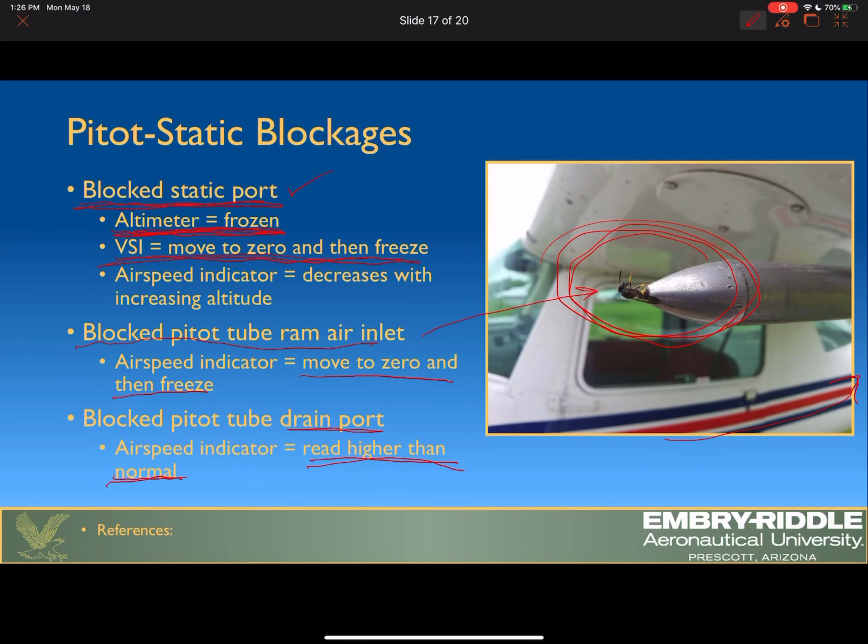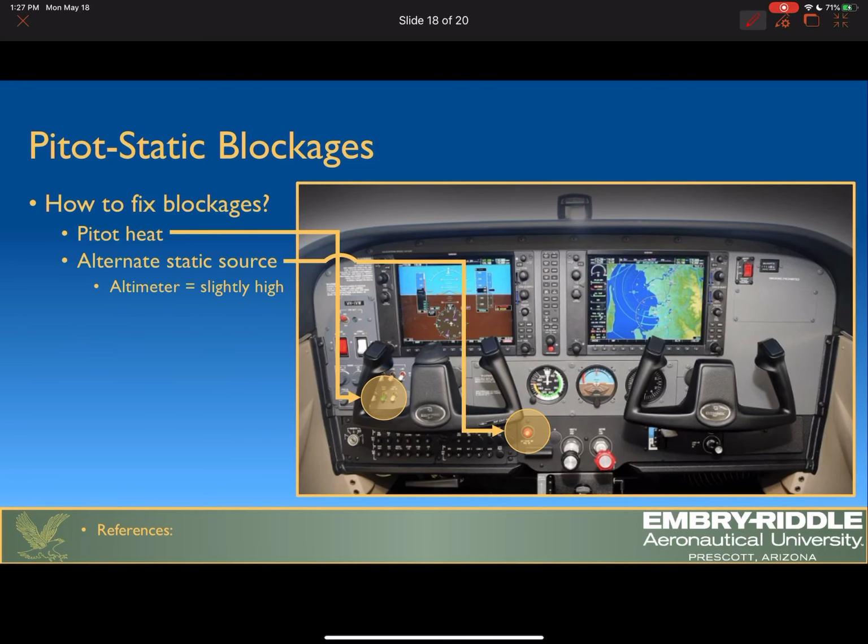It's very important to know these blockages. What happens if these things get blocked? Because again, you are now relying on these systems to fly your aircraft. So if they're blocked, you need to be able to quickly identify what is blocked based on what you are seeing. These different scenarios are what you're going to see in the aircraft, because the sooner you can figure out what is blocked, then you can troubleshoot it. So how do we troubleshoot these two things?